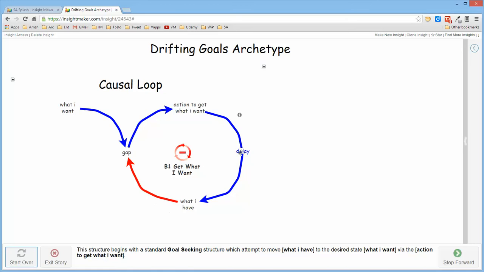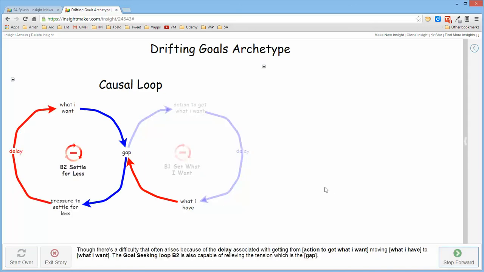Though, depending upon how long this takes, and the level of patience I have in attempting to get what I want, I may in fact be in a position where to resolve this tension, I use this other balancing loop, which is what I have being the goal and what I want being the objective, and this other balancing loop attempts to move what I want in the direction of what I have, as opposed to the way the other balancing loop moved what I have in the direction of what I want.